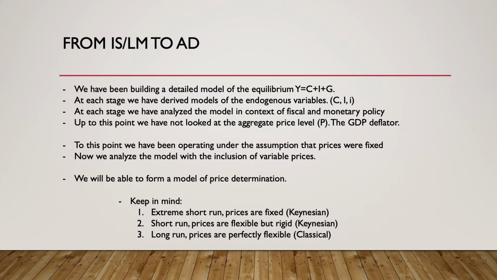As we're going through this, just keep in mind the way we're organizing the theoretical assumptions that go into building the different schools of thought and different behavior of models for the macroeconomy. In the extreme short run, we are going to be assuming that prices are completely fixed, and this is a Keynesian kind of thing. In the short run, prices are going to be considered flexible but rigid or sticky, and we'll show you the importance of that. This is also from the Keynesian perspective. And then, of course, in the long run, everything is perfect, and this is a classical model, and so prices are perfectly flexible.